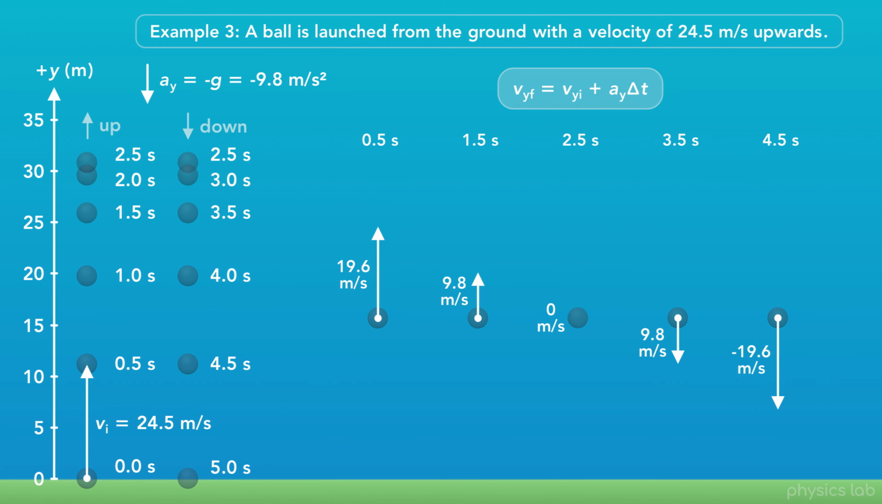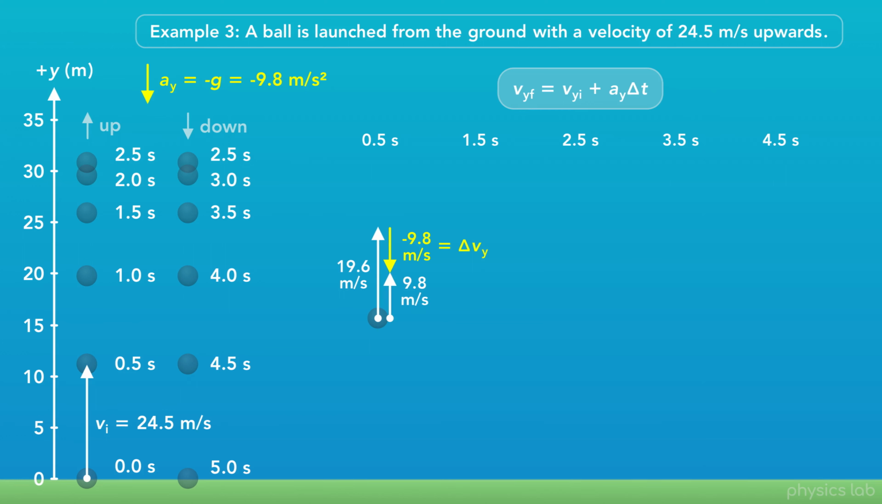If we look at 1 second intervals, each velocity vector is the previous vector plus the acceleration. For example, the velocity vector at 0.5 seconds is 19.6 meters per second upwards. The change in velocity each second due to gravity is negative 9.8 meters per second. If we add these two vectors tip to tail, the resultant vector is 9.8 meters per second upwards, 19.6 minus 9.8.